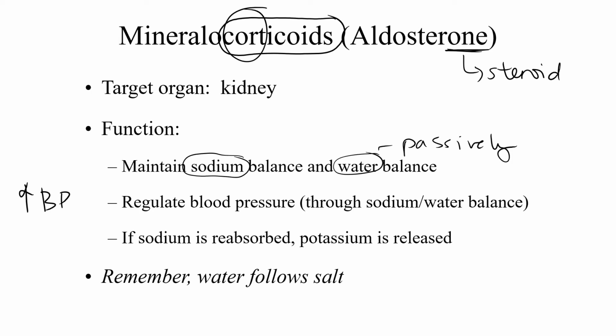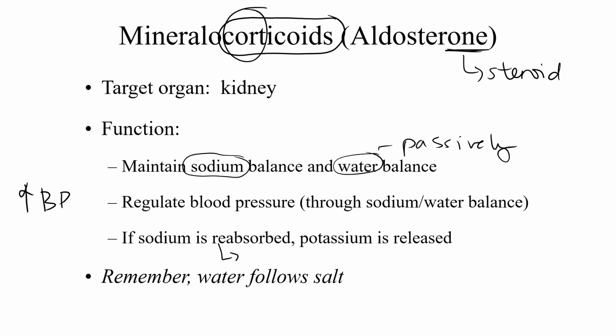We're going to learn later on in a coming chapter that water is the major influence over blood pressure. So if you want to increase water in your bloodstream, you do so by retaining sodium and letting water follow passively. Now this is an interesting point down here, the third bullet point. If sodium is reabsorbed by the kidneys, then potassium is released or dumped into the urine.